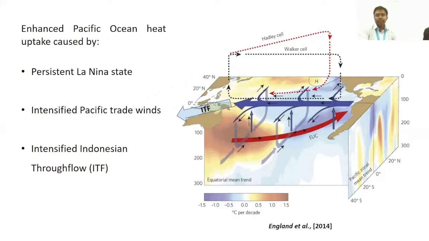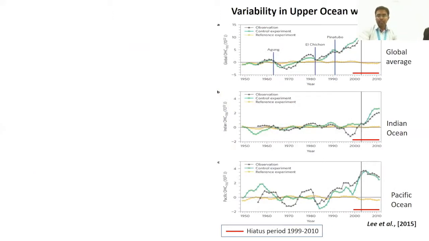After that, this heat has been transported from the Pacific Ocean to the Indian Ocean through the ITF, and this study has been done by Lee et al. 2015, which shows that there is a rise of the global ocean heat content, and although the global ocean heat content was rising, there is a drop of the ocean heat content of the Pacific Ocean. But at the same time, the Indian Ocean was gaining pace in ocean heat uptake.